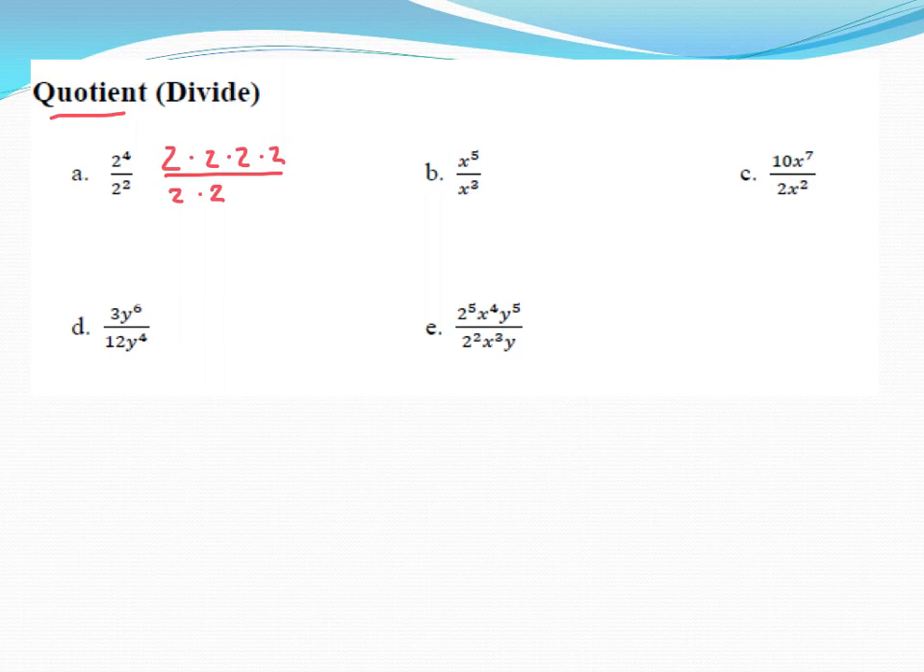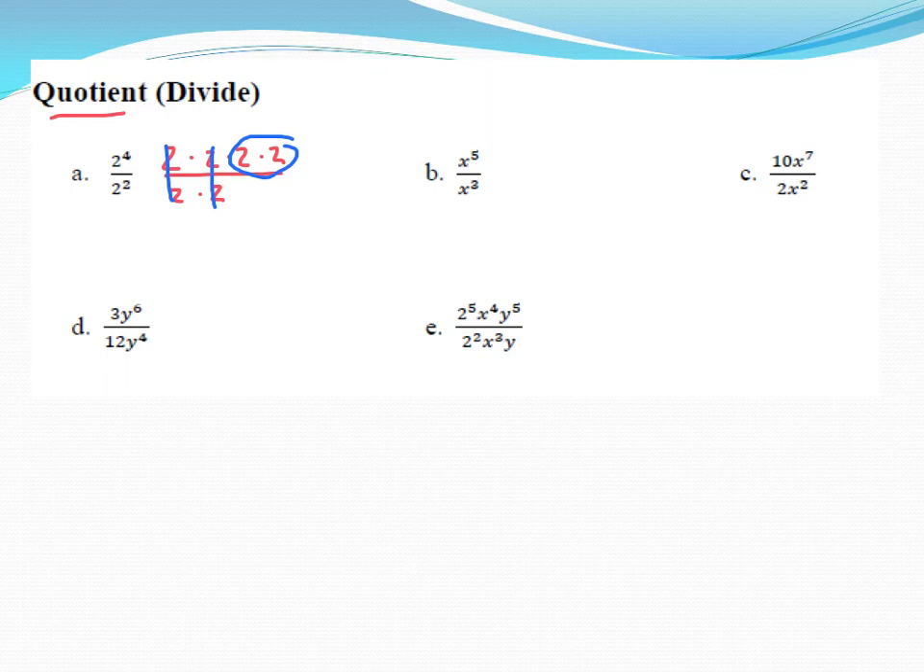Notice here we've got to think mathematically. I have a 2 on top and a 2 on the bottom. Same thing here, 2 on top, 2 on the bottom. What happens to those 2s? Well, 2 over 2 is just 1, so they cancel out. Same thing there, they cancel out. What am I left with? I'm left with simply 2 times 2.